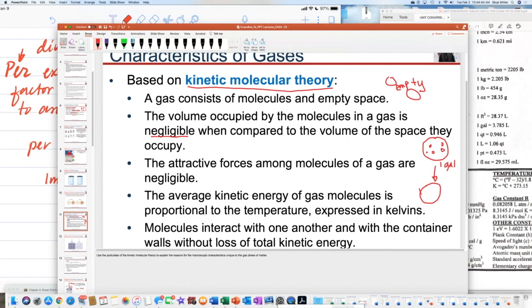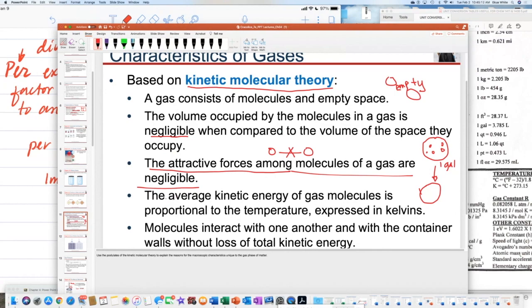But if you compress them, they'll take very little space. Attractive forces among gas molecules are negligible. We talked about this in the other chapter, that the gas molecules don't really attract each other very much. They're around each other, but they don't really attract each other that much. So one gas molecule is freely moving away from another gas molecule without really attracting each other.